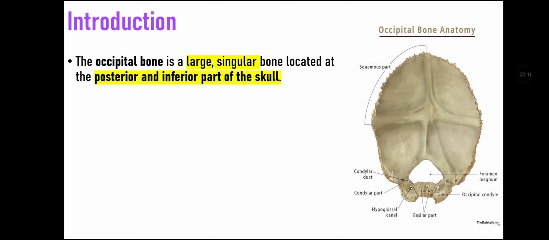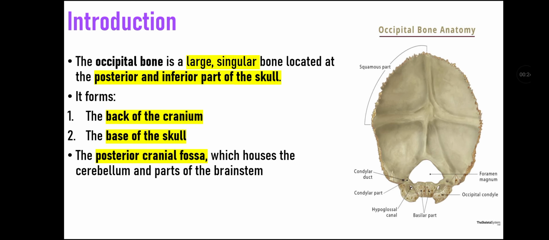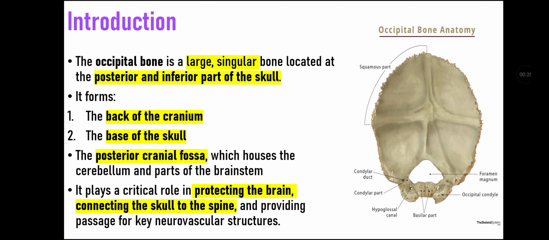Occipital bone is a large, singular, means unpaired bone. It is located at the posterior and inferior part of the skull. It forms the back of the cranium, the base of the skull, and the posterior cranial fossa, which houses the cerebellum and parts of the brainstem. It plays a critical role in protecting the brain, connecting the skull to the spine, and providing passage for the key neurovascular structures.